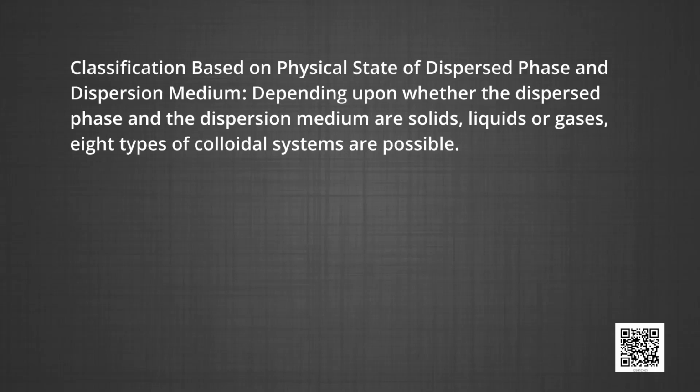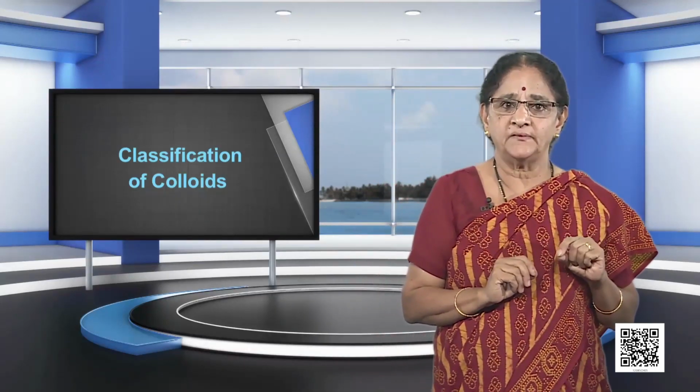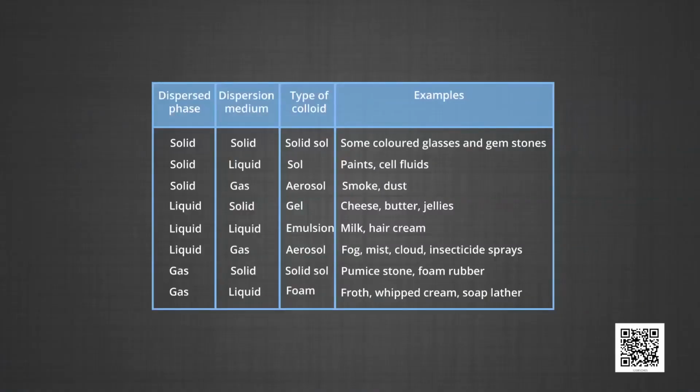Number 1, classification based on physical state of dispersed phase and dispersion medium. Depending upon whether the dispersed phase and the dispersion medium are solids, liquids or gases, 8 types of colloidal systems are possible. A gas mixed with another gas forms a homogeneous mixture and hence is not a colloidal system. The examples of the various types of colloids along with the typical names are listed in the table.